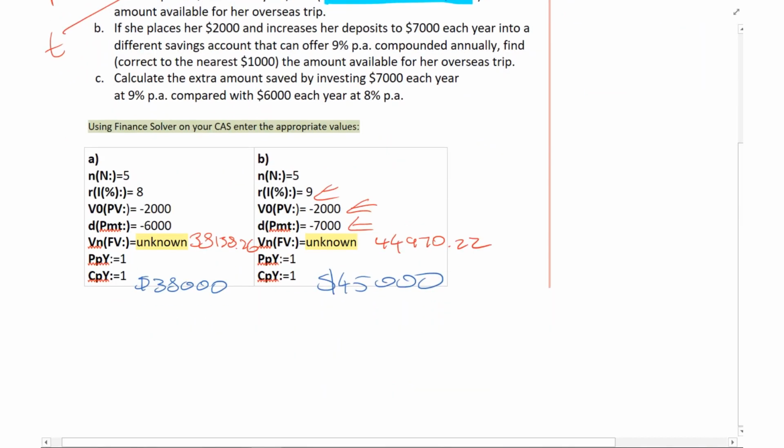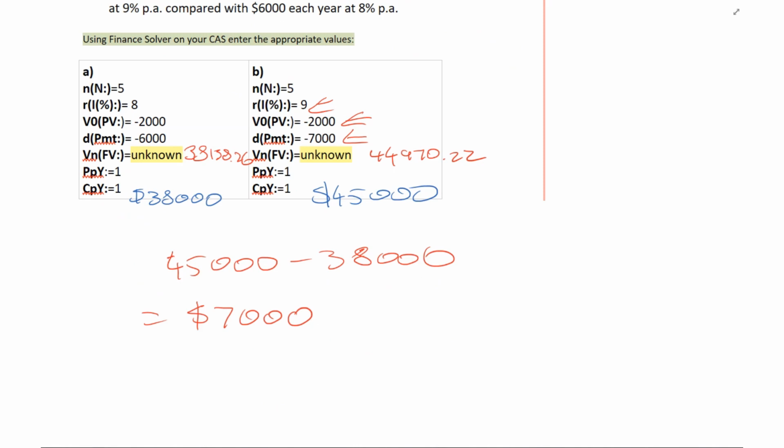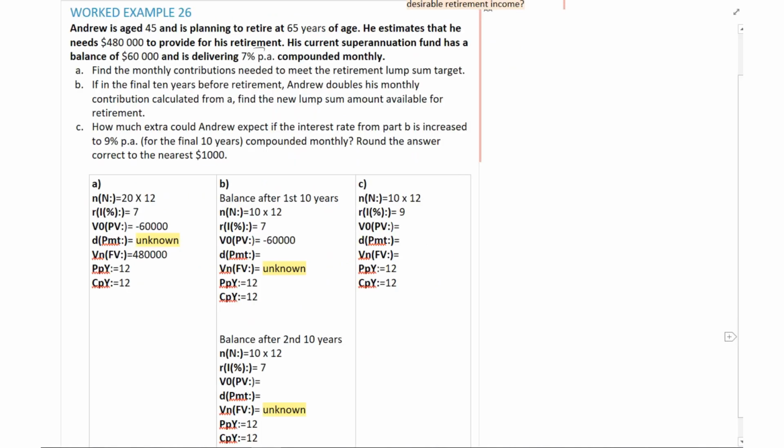So C is basically saying calculate the extra amount saved by investing $7,000 each year at 9% per annum compared to that. It's basically just going 45,000 minus 38,000, and that will give you $7,000. Okay, so now we're going to move on to worked example 26.